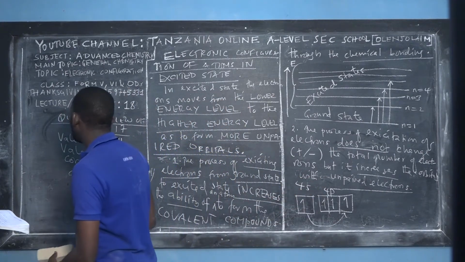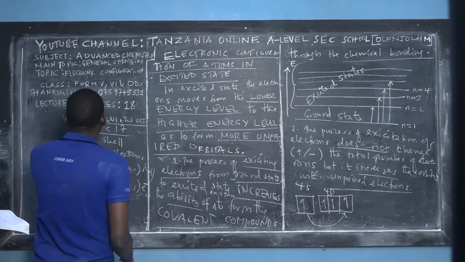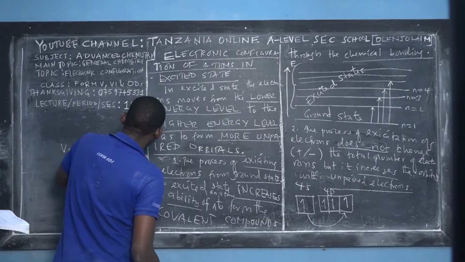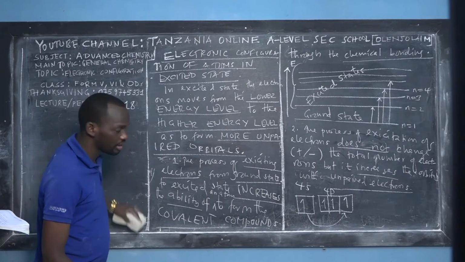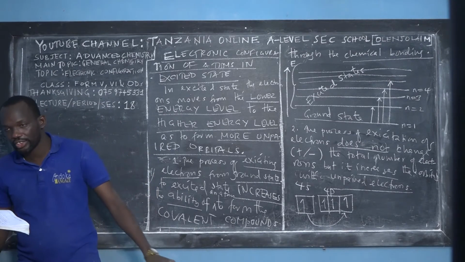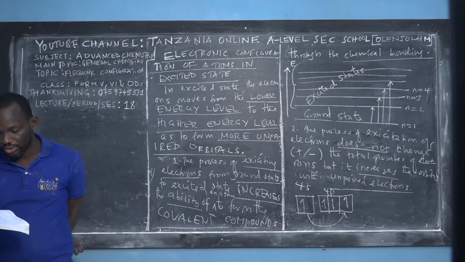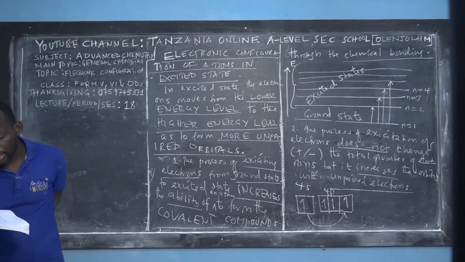So the number of electrons of an atom at the ground state is equal to the number of electrons found in the atom at the excited state. That means there's no change in the number of electrons. The number of electrons in the atom at the ground state is equal to the number of electrons at the excited state.